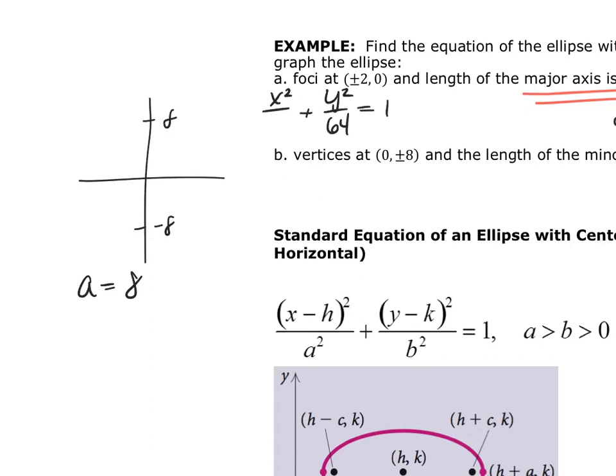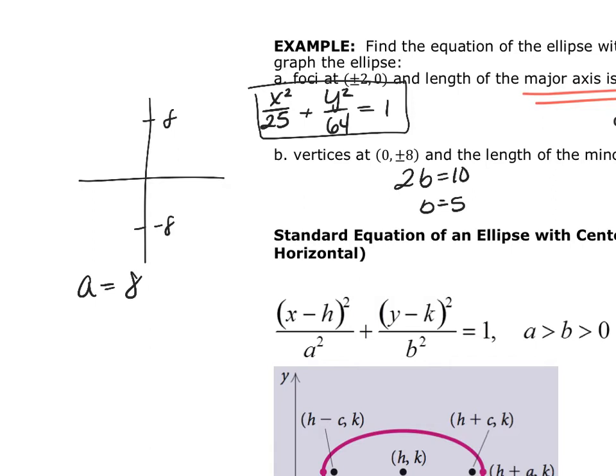They tell me that the length of the minor axes from side to side is 10. So then for this one, I have 2B is equal to 10. So what does B have to equal? 5. So that means there is my equation. So if I only needed the equation, that's all I had to do.